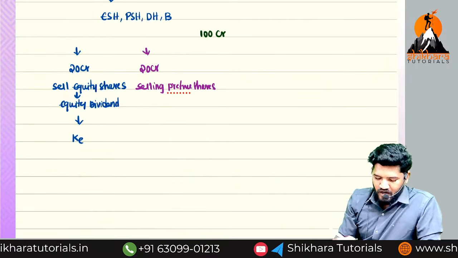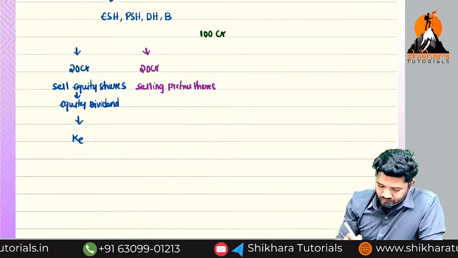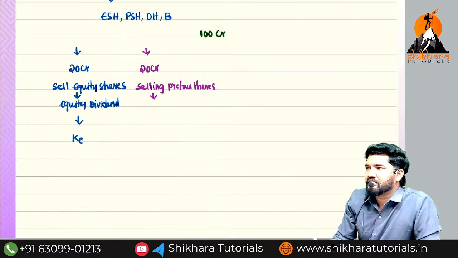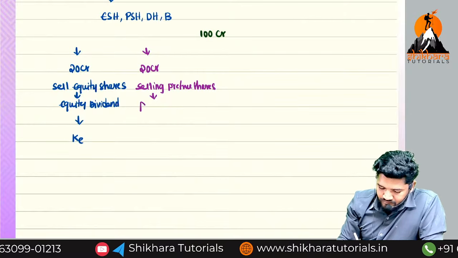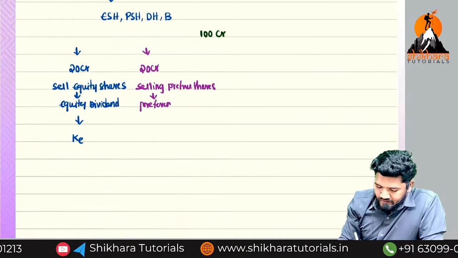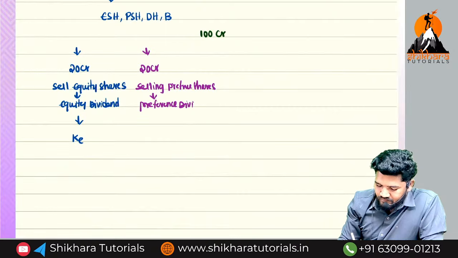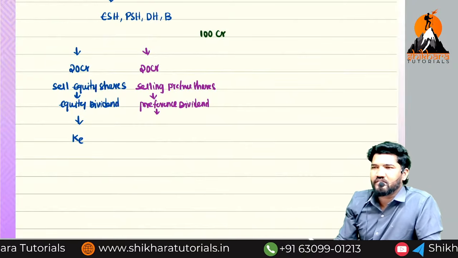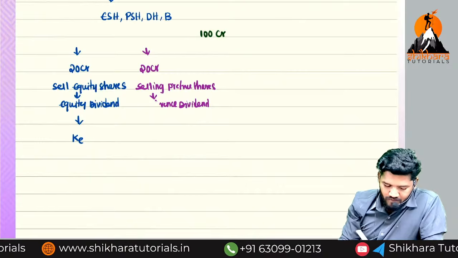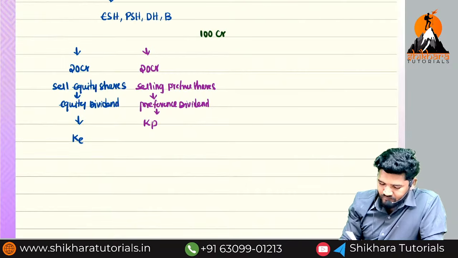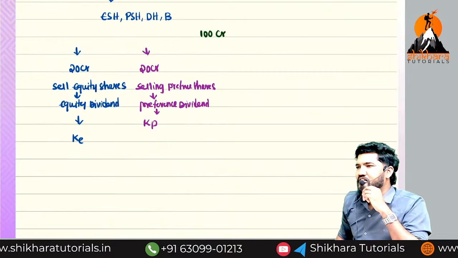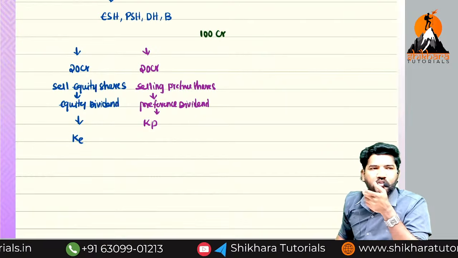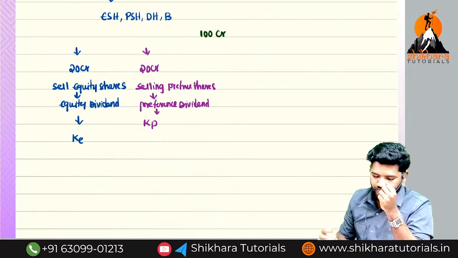Now, when it comes to preference shares, at the end of the year he will expect something. What? Preference dividend. He expects something called preference dividend, which I need to pay. That is denoted with KP, cost of preference share. From Ramesh's point of view it is a return; from the company's point of view it is a cost.